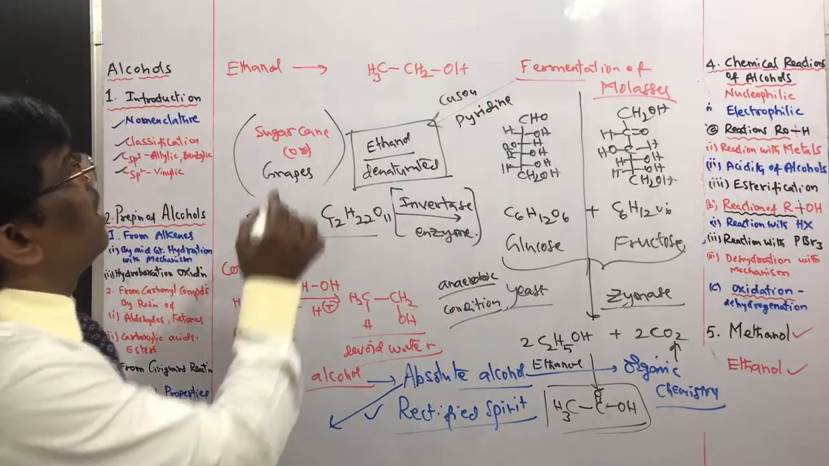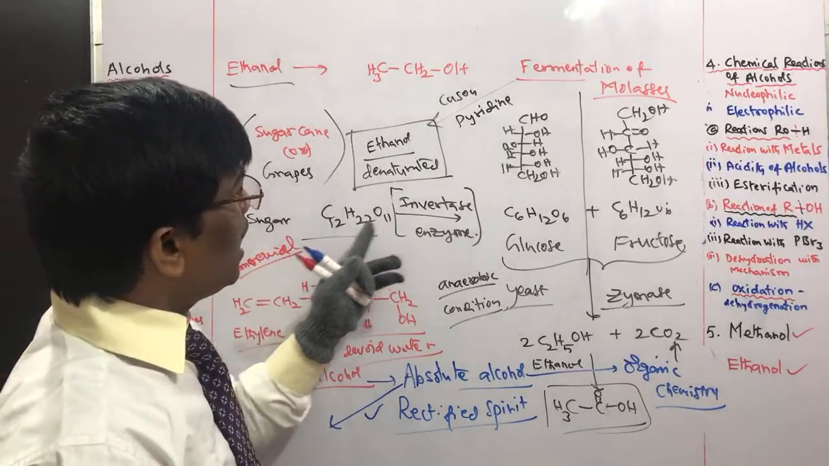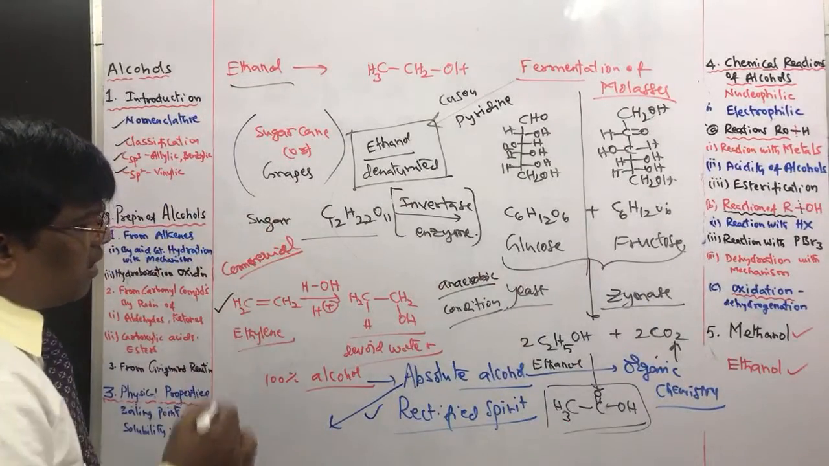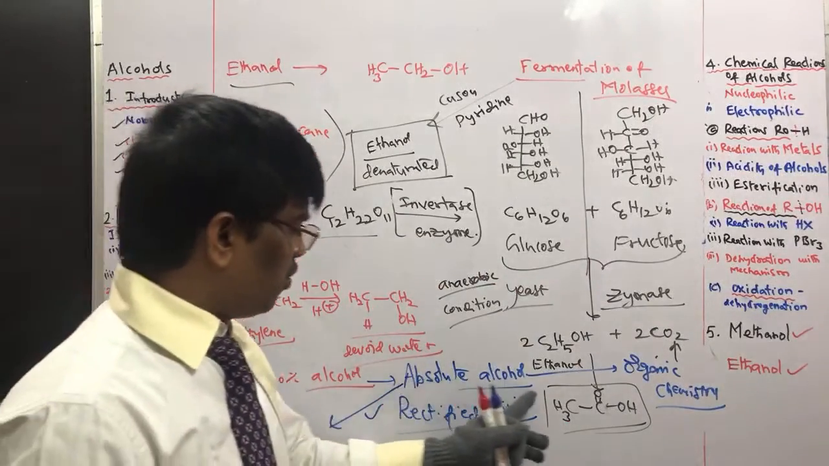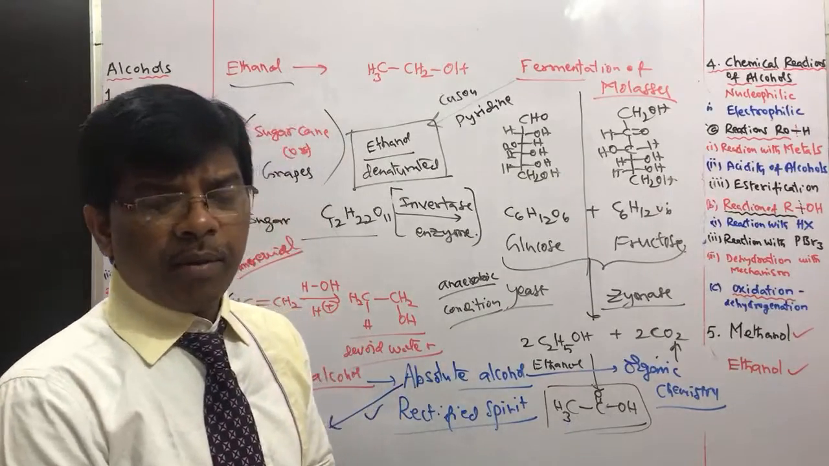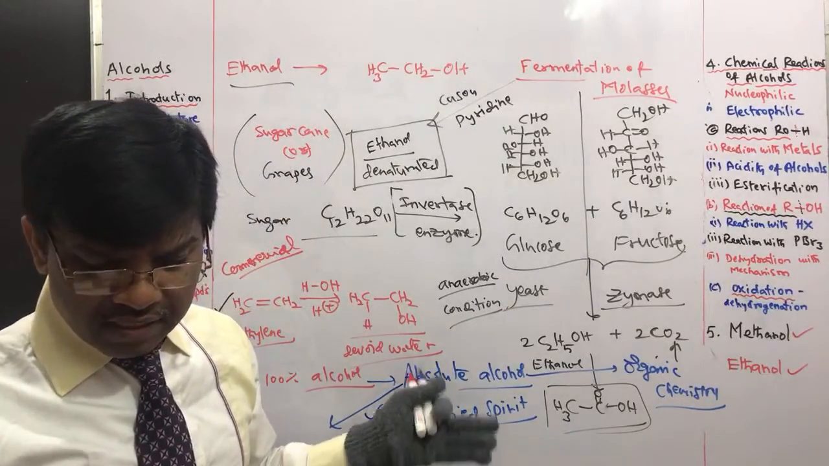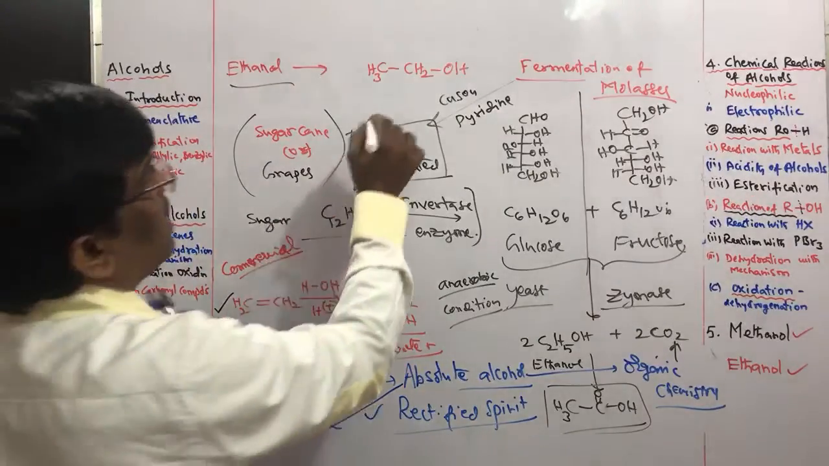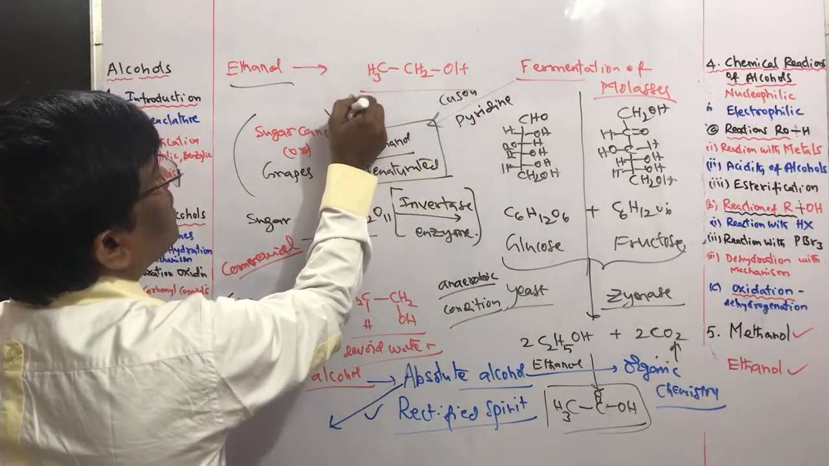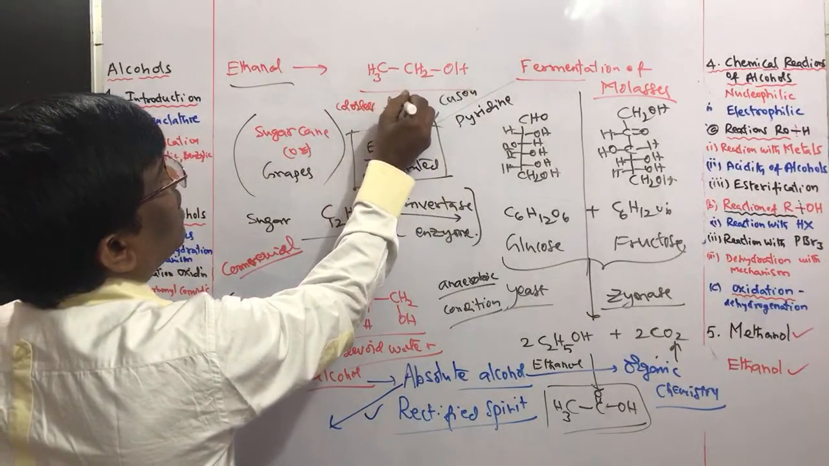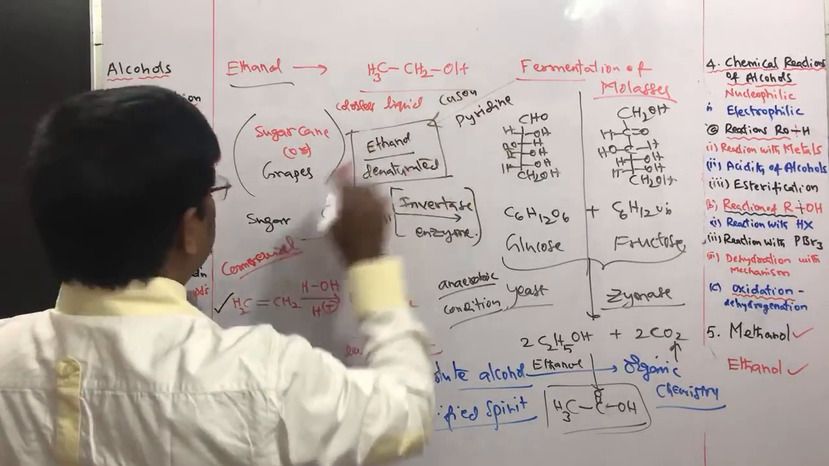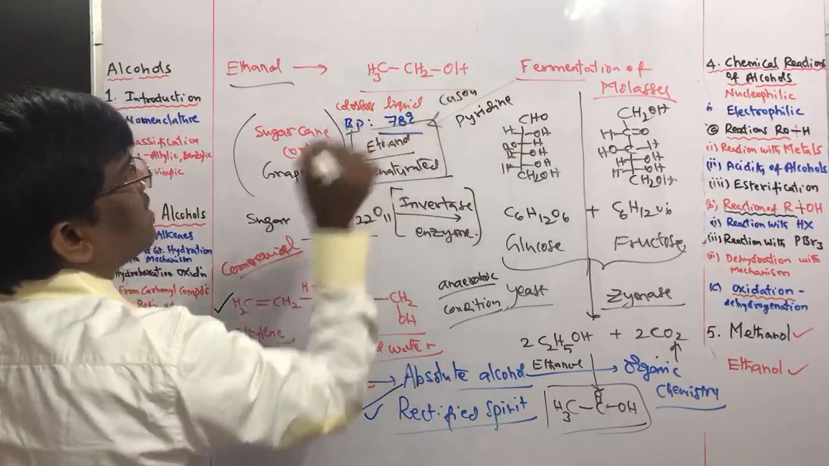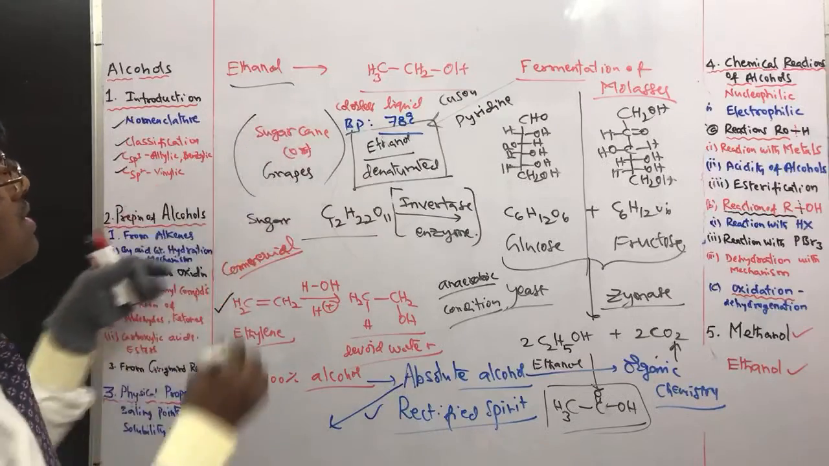So this is how ethanol is prepared via invertase enzyme followed by zymase enzyme. And nowadays the common method of preparation is from ethylene, and absolute alcohol is rectified spirit. This is how you can remember. Next, students. So what is the physical form of this? Ethanol is a colorless liquid and its boiling point is 78 degrees centigrade.